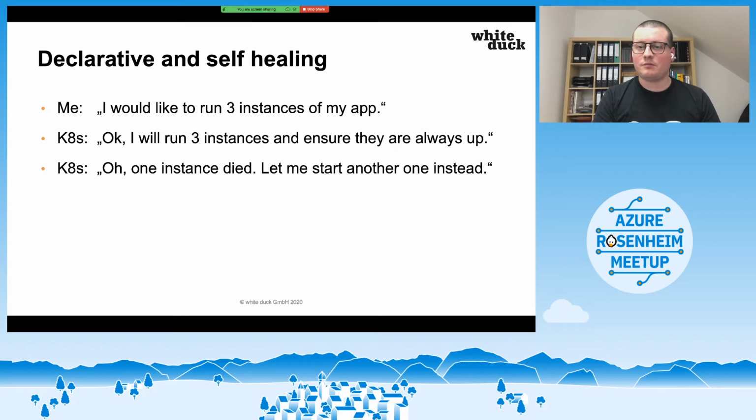So this is a nice example. Let's say I tell Kubernetes, hey, I would like to run my app and I would like to have 3 different instances. And then Kubernetes will say, okay, I will now start 3 instances and ensure that they're always up and running. And then some minutes later, Kubernetes is saying, oh, an instance died. So I will start another instance because you would like to have 3 running and now you only have 2. So I will start up another one. And this is completely done without me interacting. So it's really Kubernetes making sure that those 3 instances I would like to run are up and running all the time, or at least nearly all the time.